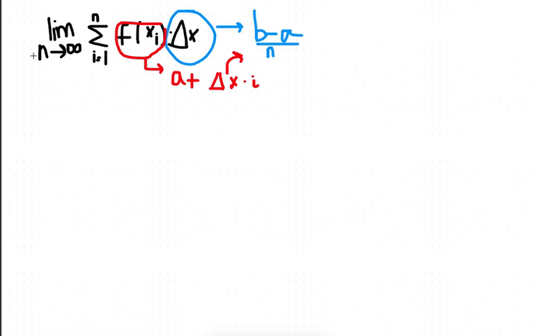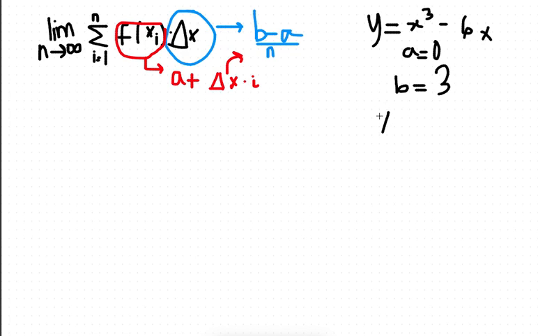Now in this specific equation, our function is y equals x cubed minus 6x. A is equal to 0 and b is equal to 3. Now they don't give us an n value, but that's okay. First we're going to calculate our x sub i, so we can sub it in to delta x.